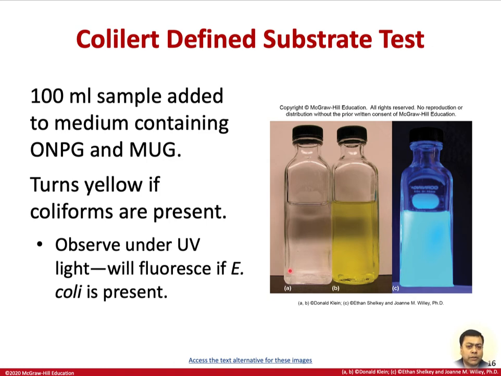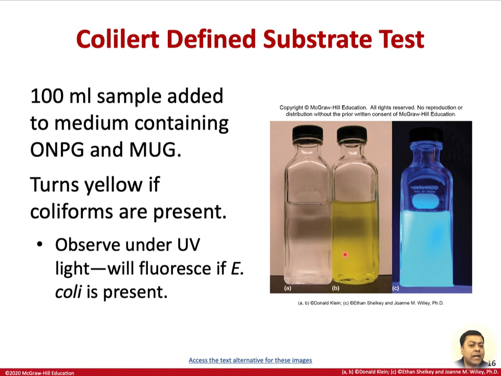That's important. So this is right here. These are the typical bottles. In the sample bottle, the first one is a sterile or uninoculated sample. This is a control. On the other hand, the second bottle contains a media that uses ONPG, which stands for orthonitrophenyl beta-D galactopyranoside. It is an artificial substrate for a coliform enzyme, which is galactosidase or beta-galactosidase.